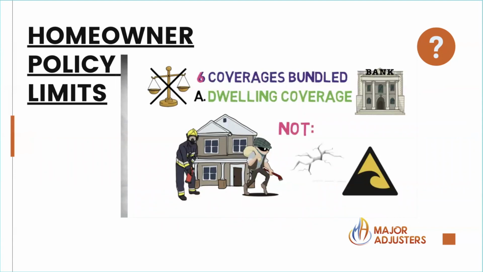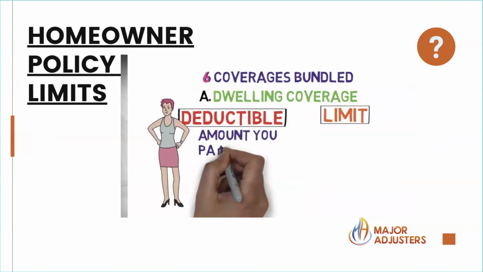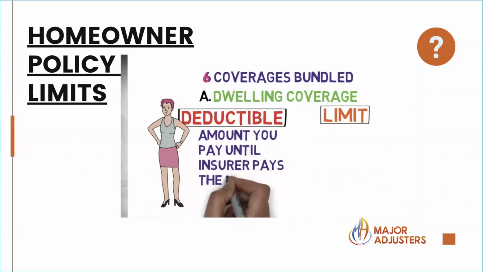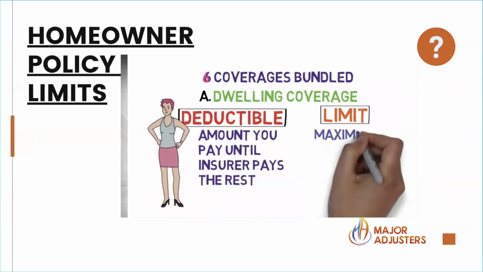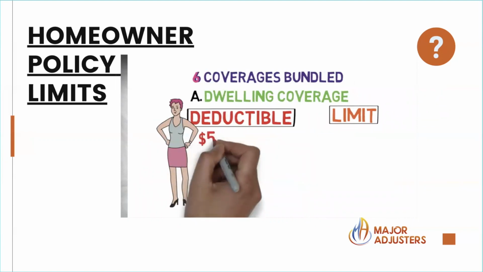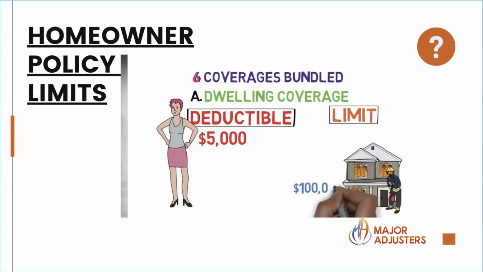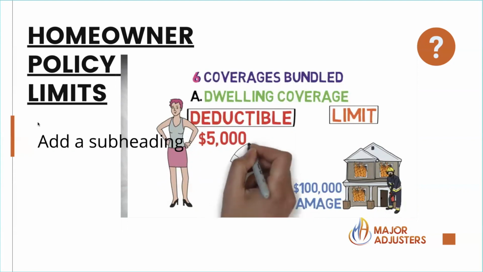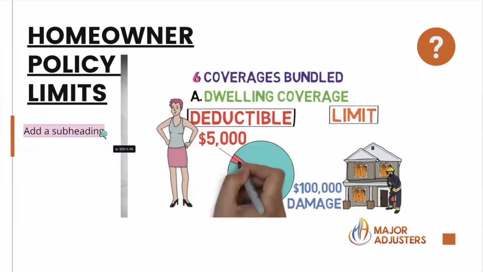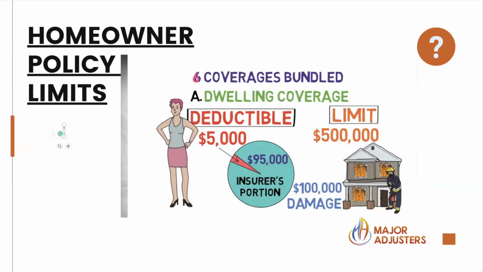So how does dwelling coverage work? Well, in general, it works through a deductible and a limit. A deductible is simply the amount of money Emily must pay per incident before her insurer pays the rest, while a limit is the maximum amount an insurer will pay. For example, let's say Emily's insurance plan has a $5,000 deductible and her house recently suffered a fire that caused $100,000 in damage. Under the terms of her policy, Emily only has to pay the first $5,000 of this bill. Her insurer will cover the rest, up to a limit, say $500,000. So that's how dwelling coverage works.